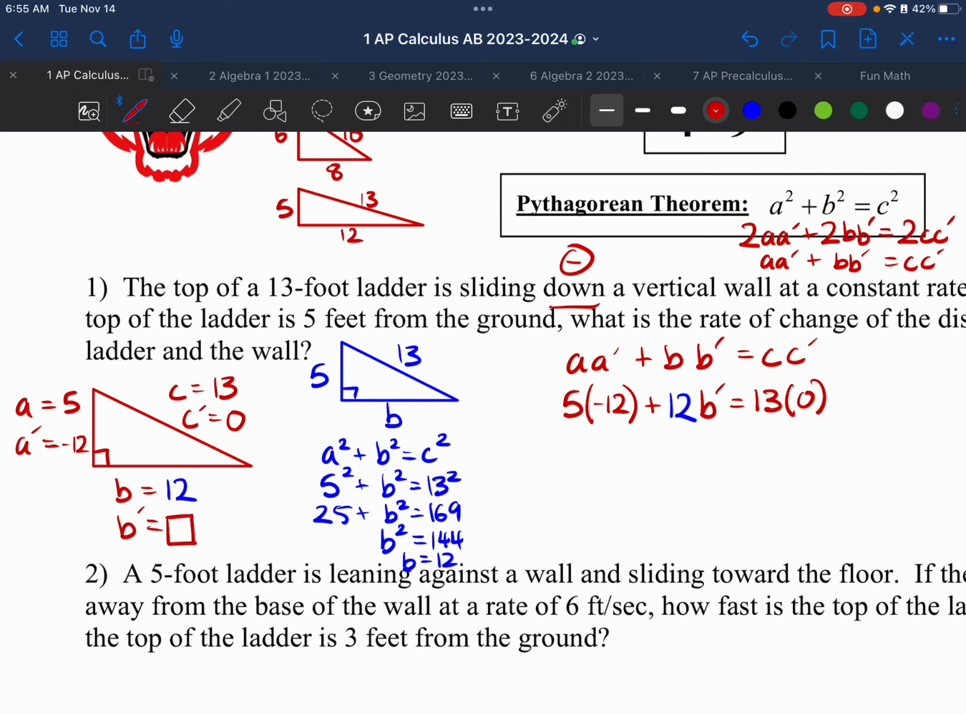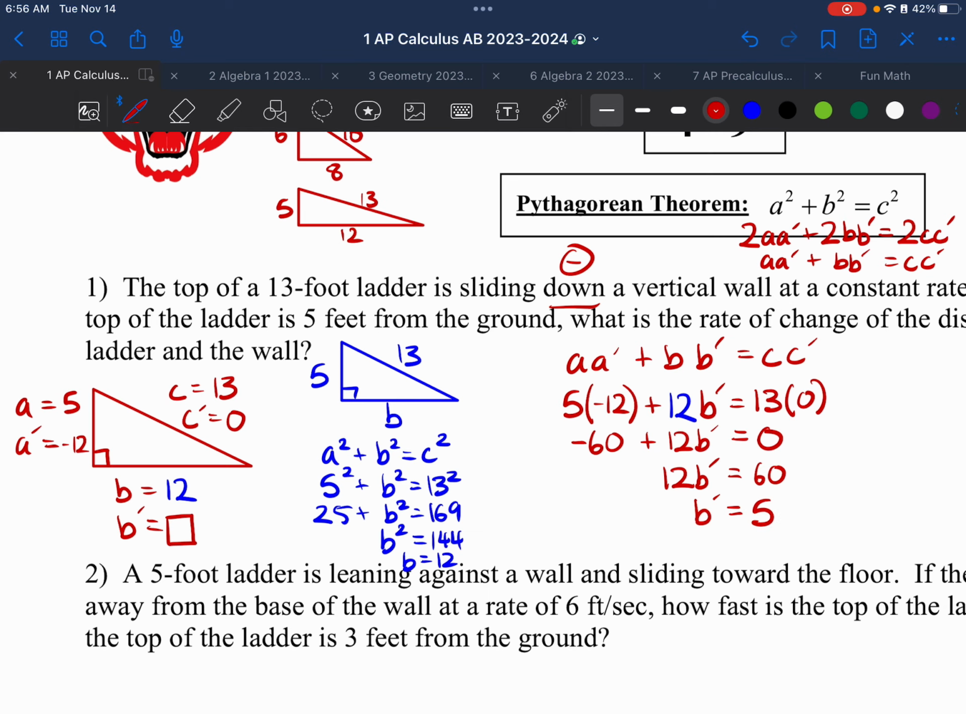If I'm doing a little bit of math, 12 times 5 is 60, so I have negative 60 plus 12b prime is equal to 0. And if I add 60 to both sides, I get 12b prime is equal to positive 60, and then dividing by 12 gets you back to 5, right? B prime is equal to 5.